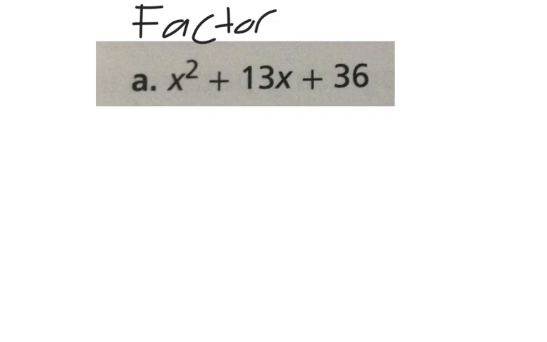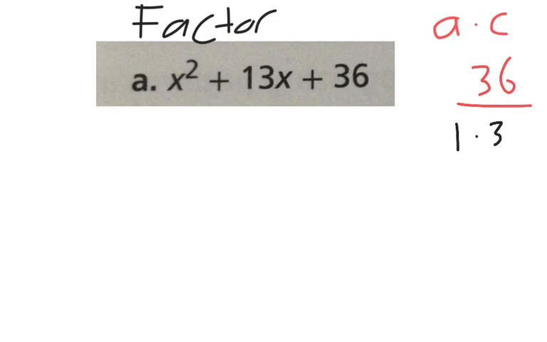We have three terms. Is this a trinomial that's in the form ax squared plus bx plus c? Yes. You see how it's in that form? So I'm going to multiply a times c. I'm going to do the a times c method. In this case, that would be 1 times 36, which is 36. So now, what are the factors of 36?